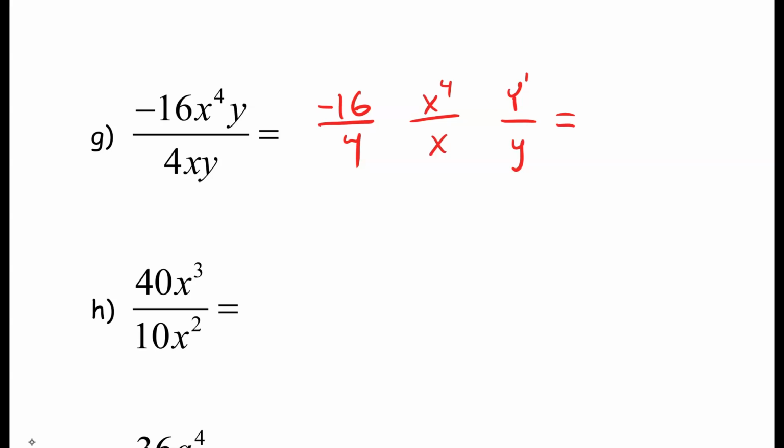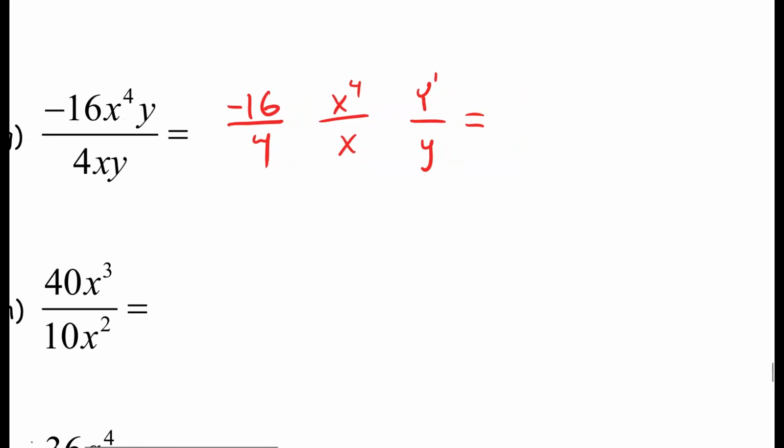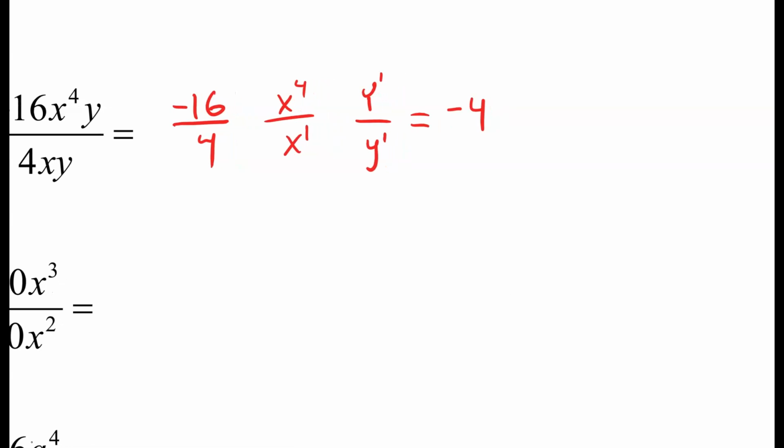First, we're addressing the coefficient. So we have negative 16 divided by 4. This is going to get us a negative 4 because there's only one negative here. Then we have x to the power of 4 over x, and x is always to the power of 1 if there's no exponent written. Same with the y here. So we have x to the power of 4 over x to the power of 1. What happens is we're subtracting the exponents, meaning you have 4 subtract 1, which will get us x to the power of 3, or x cubed.